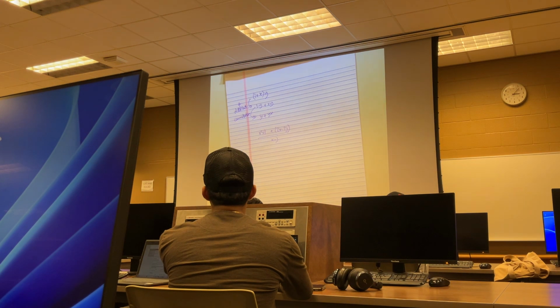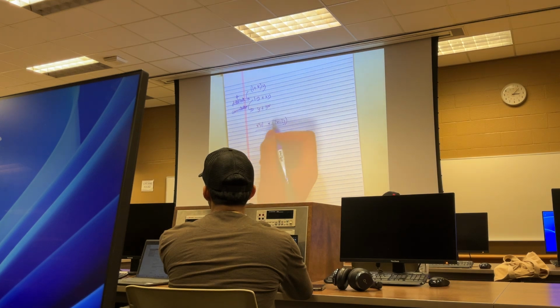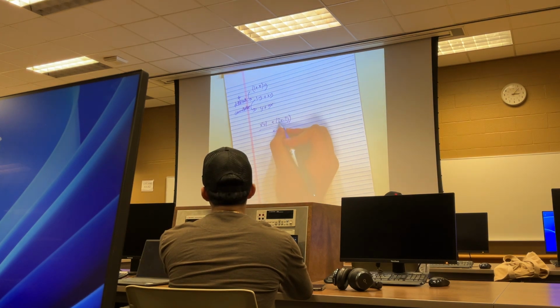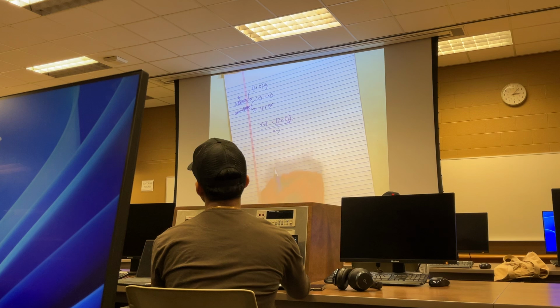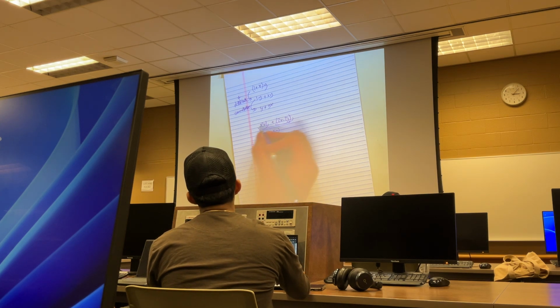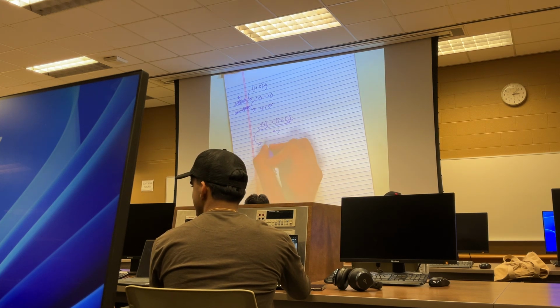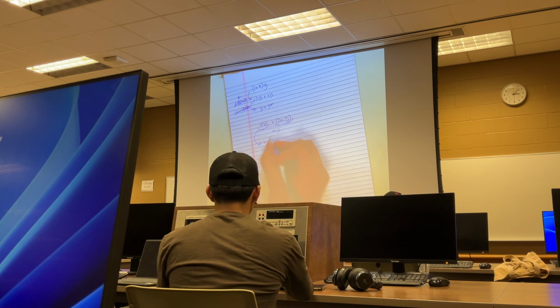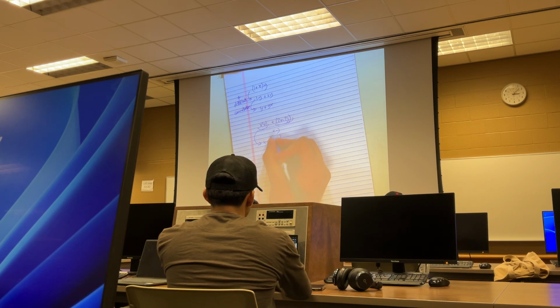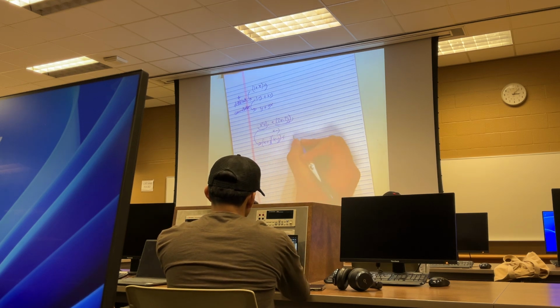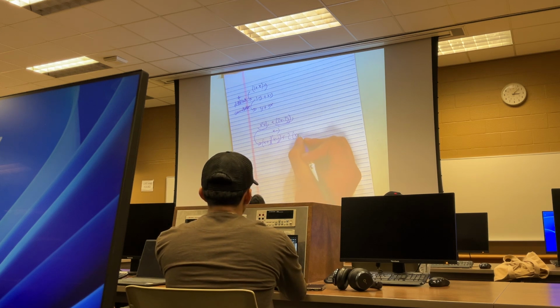If you just simplify this expression, you can factor out a 2 from this part, and then you can also just factor this. Does anyone know how to factor x squared plus 1? Yes. Exactly. So this would just become, and then you factor out the 2 from this part, and it becomes x minus j.